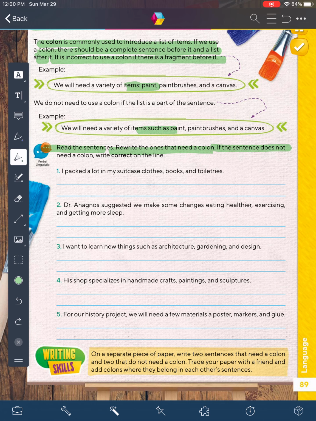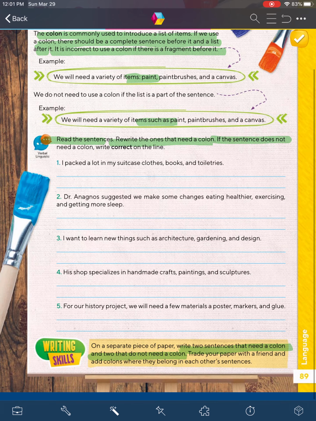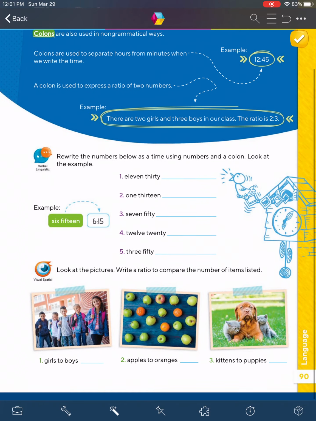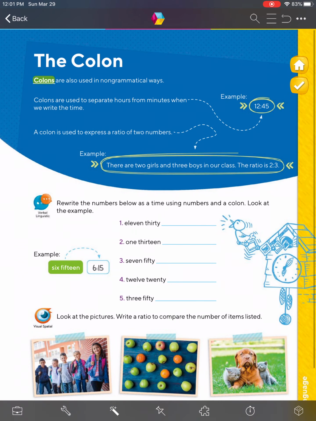You don't have to do it on a separate piece of paper. Please do it on your worksheets. Write 2 sentences that need a colon and 2 that do not need a colon. That's it. You don't have to trade your paper with someone. Just write 2 sentences that need a colon and 2 that do not need a colon. Okay? Now, let's go together on page 90 as the second part of the colon lesson.